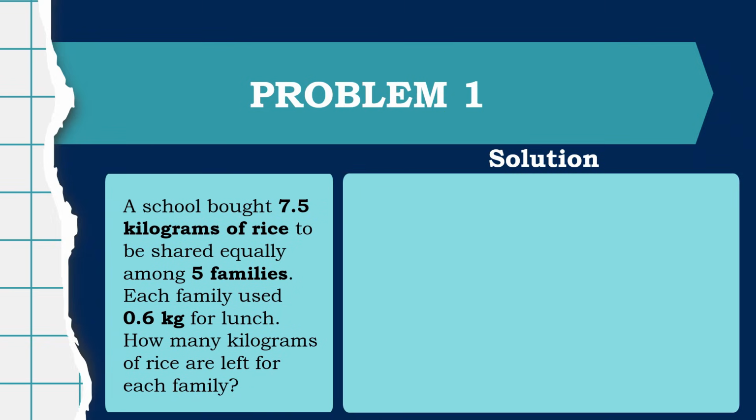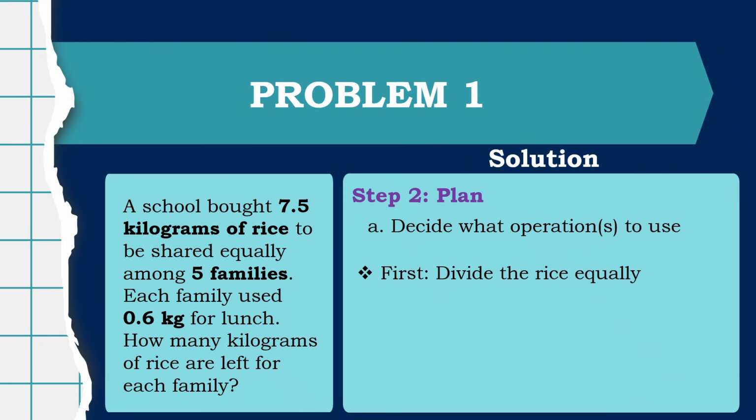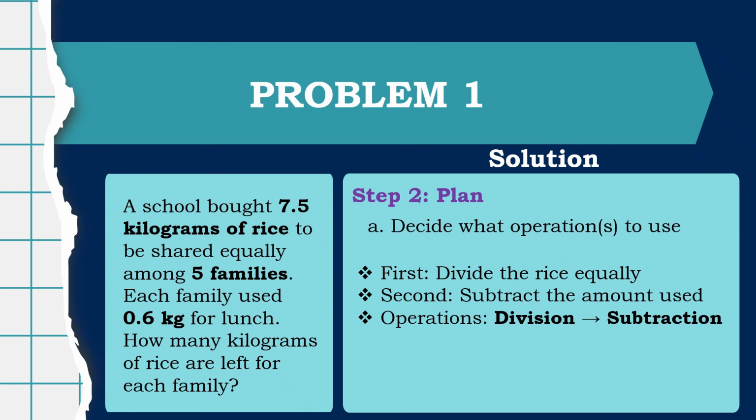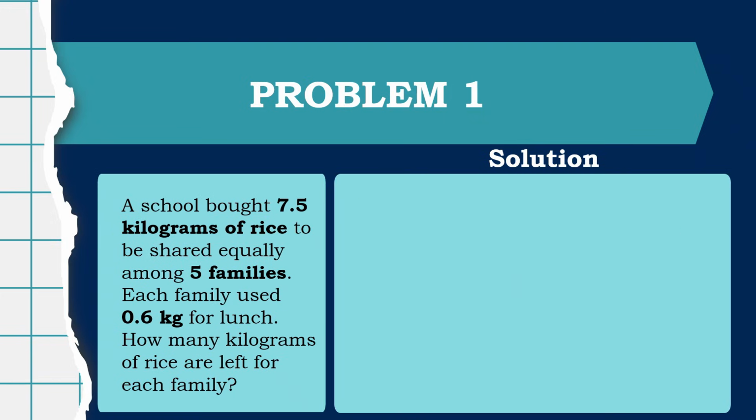After we understand the problem, next, step 2, we're going to formulate a plan. Decide what operation or operations to use. So in this problem, first we're going to divide the rice equally. Second, subtract the amount used. So our operations are division and subtraction. Then let's execute the plan.